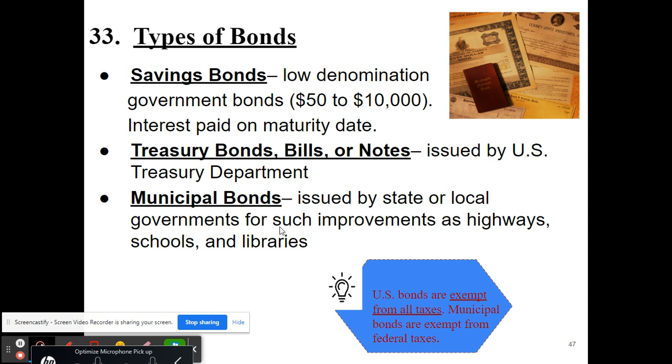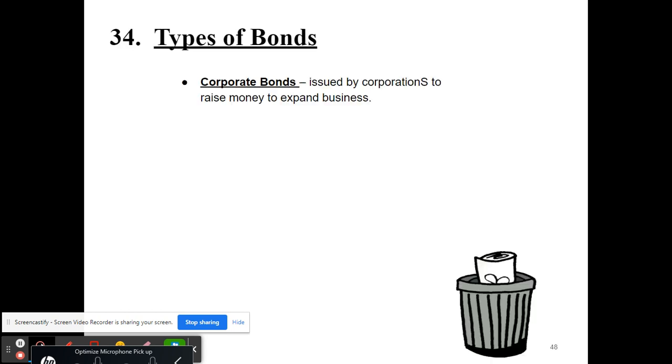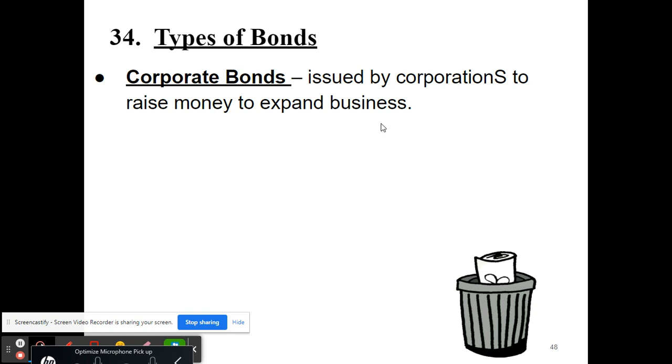Treasury bonds, it's U.S. Treasury Department. You can see exactly how much money you're going to make on those ahead of time and how long you won't be able to access that money. And then you got municipal bonds issued by state or local governments for improvements, usually highways, schools, libraries. It's usually to infrastructure. The tax is the key thing, though. Those being exempted from taxes, it's a good way to make money and not be taxed on it, especially if you're in a higher income bracket.